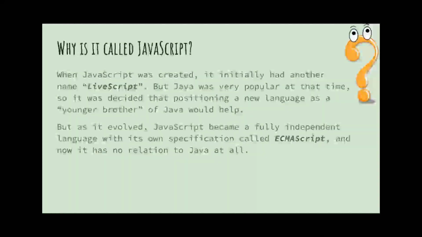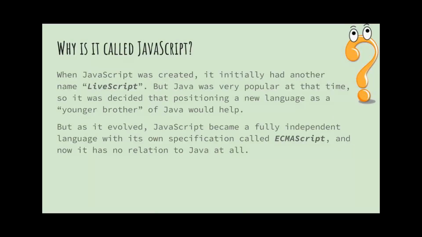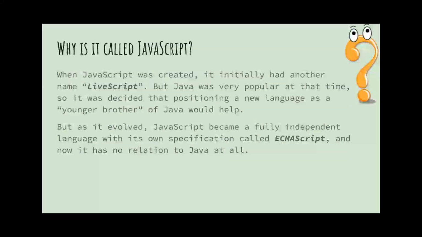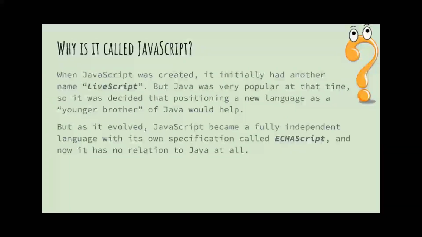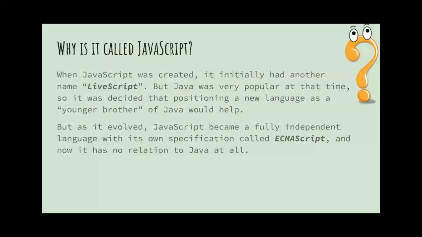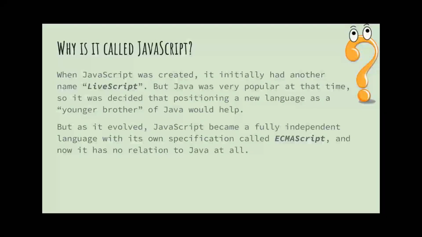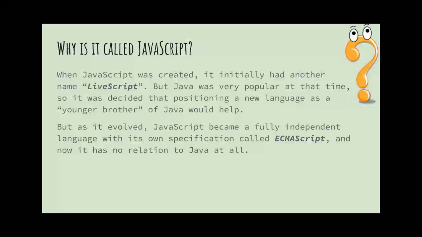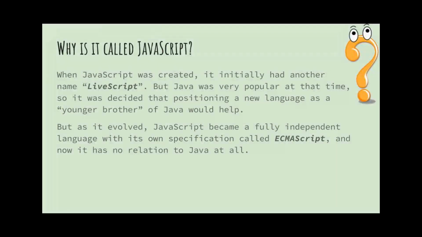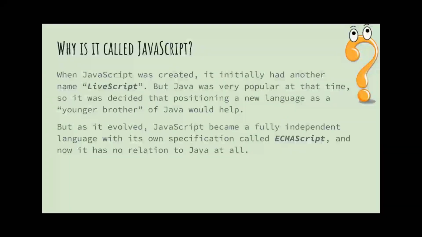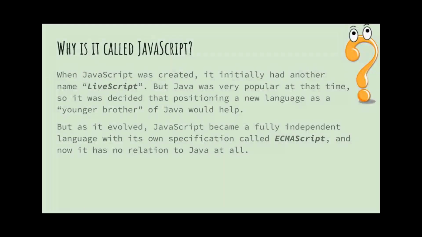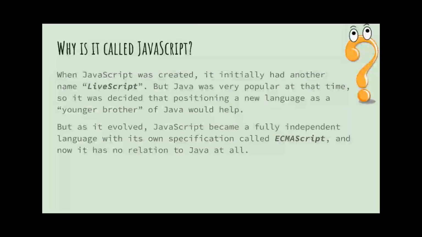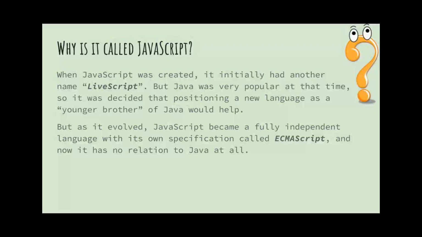Now it's time to get the answer to our second question: why is it called JavaScript? When JavaScript was created, it was given the name LiveScript. But at that time, Java was the most popular language. So it was decided to introduce the language as a younger brother of Java to gain the same popularity. But as time evolved, JavaScript became an independent language, and now it is called ECMAScript.